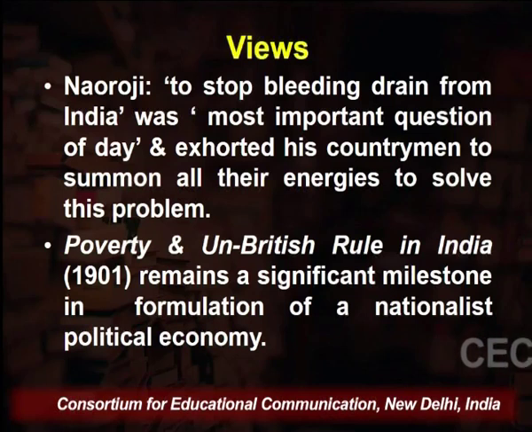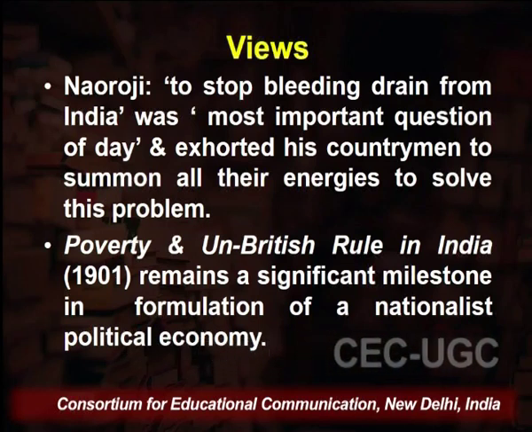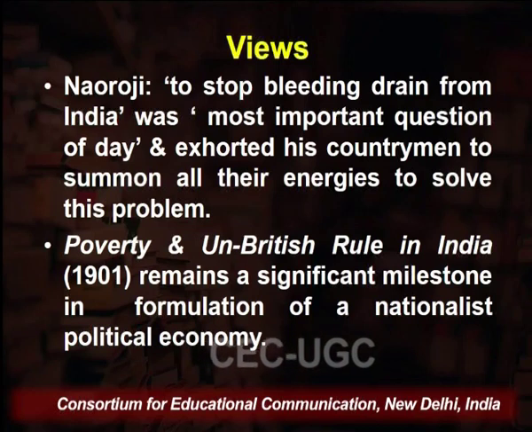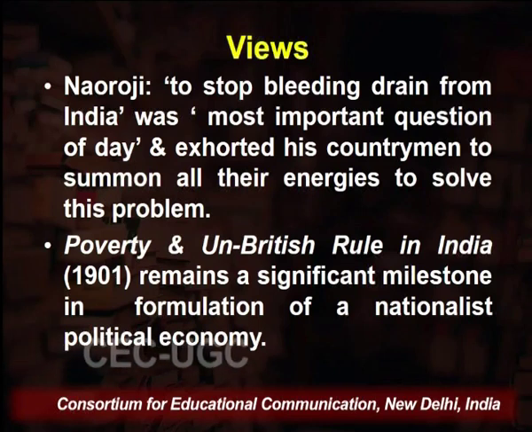How to stop this drain was also being talked about, and Indians had to realize that this drain was going to destroy them economically. In this context, these writings definitely played an important role in disseminating those ideas, and Indians became aware of such a drain. Dadabhai Naoroji's Poverty and Un-British Rule in India, in 1901, was a significant milestone in the formulation of a nationalist political economy.